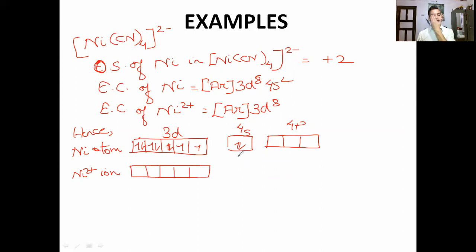Okay, so now what will happen? Obviously, it will lose 2 electrons. So the 4s2 will be lost. Okay, so it will just get 3d8.